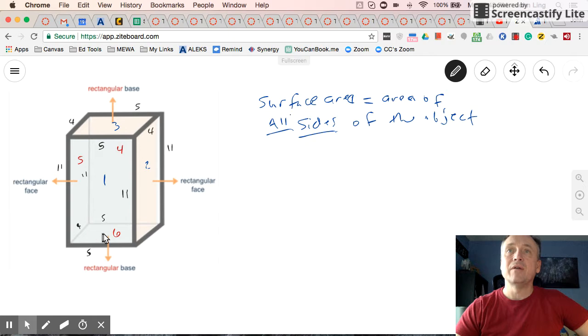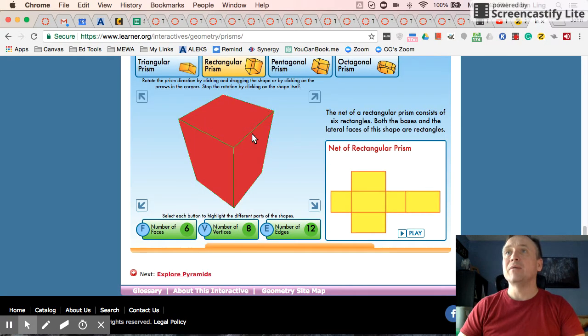This edge down here is 4. This edge right there is 4. Hopefully that makes sense to you. But I encourage you to go back to this website and play around with this shape, and you can kind of see what I'm talking about. And again, this is learner.org/interactives/geometry/prisms if you want to go there and check it out.